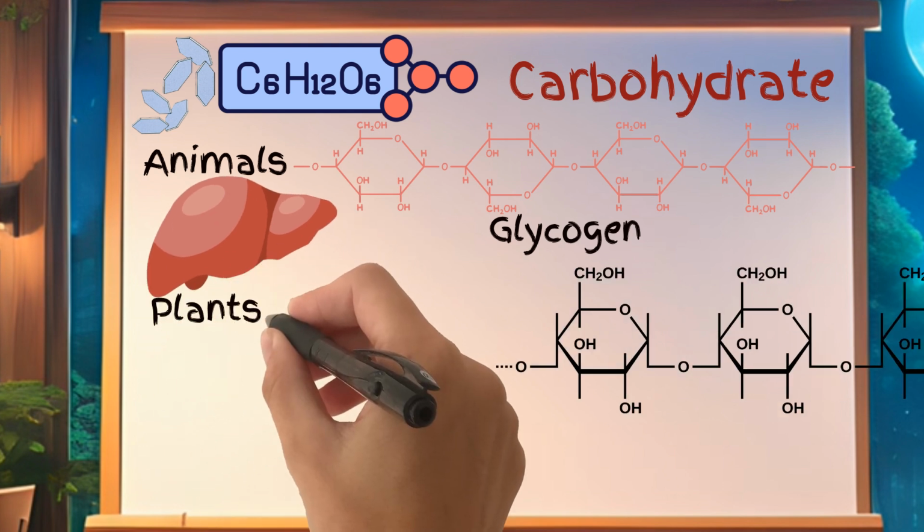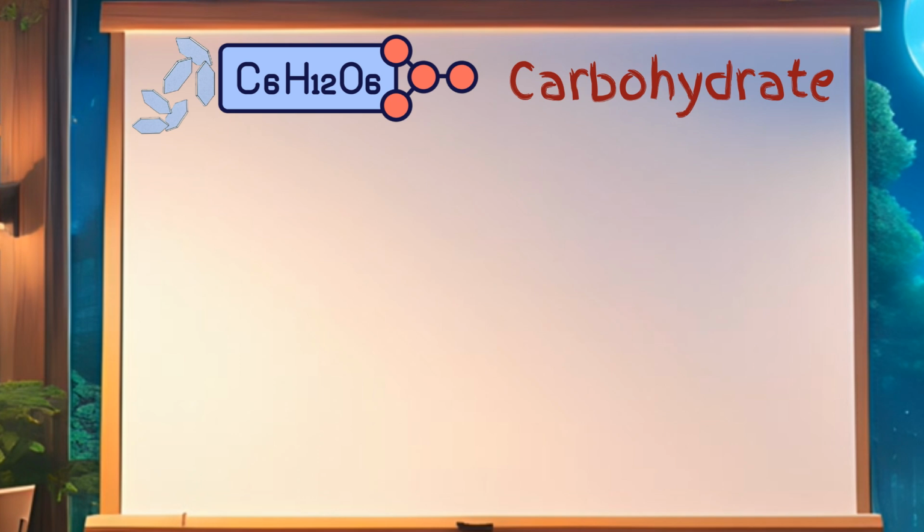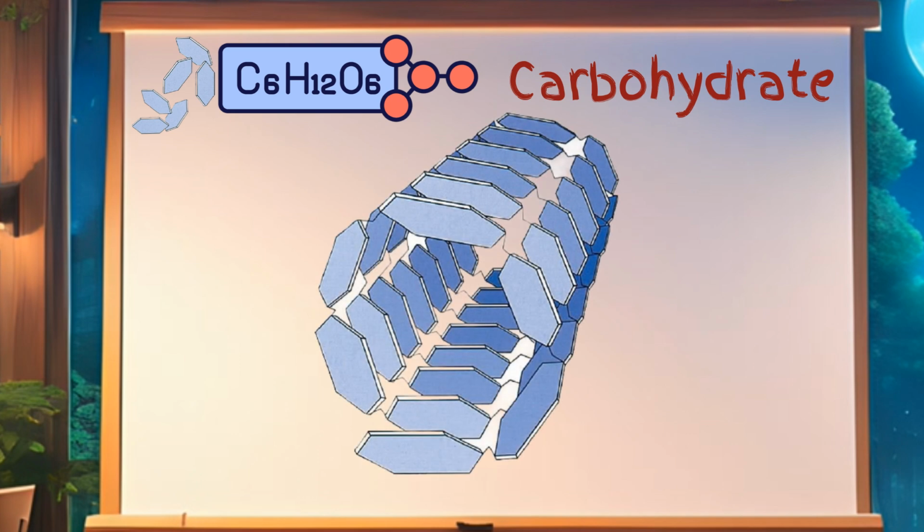In plants, glucose links together too, but in a slightly different way. The molecules form a spiral. That's starch. Now look at the picture. You see that coiled cylinder made of repeating hexagons? That's a piece of a starch molecule. It's like glucose wrapped into a long spring. That's how plants store energy.